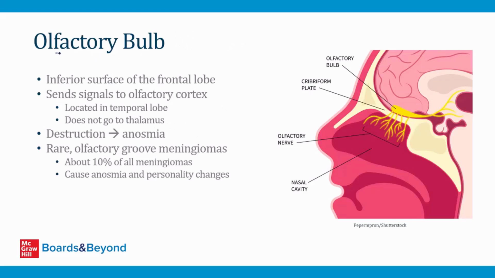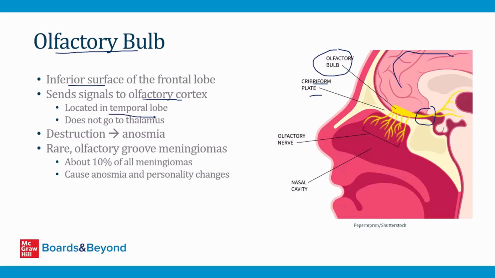Let's talk briefly about the olfactory bulb. This is not part of the frontal lobe, but it hangs off the inferior surface of the frontal lobe. It's shown here in this picture. So this is the frontal lobe up here. And we've got this olfactory bulb hanging off here. It sits near a portion of the skull called the cribriform plate. And the olfactory bulb is how we sense smell. It sends signals directly to the olfactory cortex in the temporal lobe. We'll talk about that in a minute.